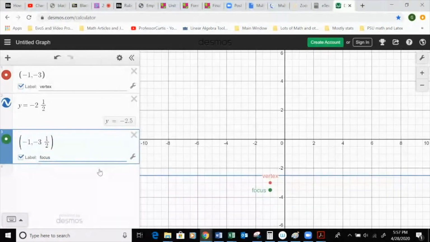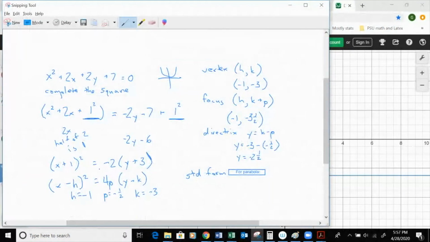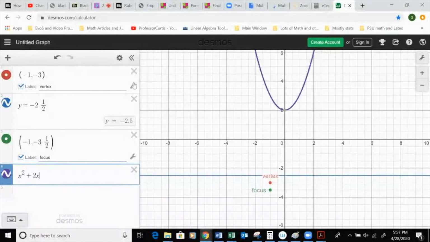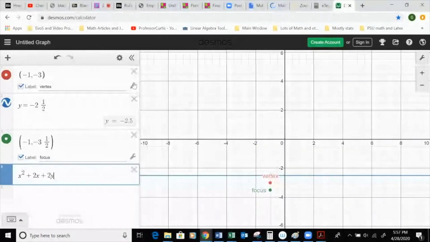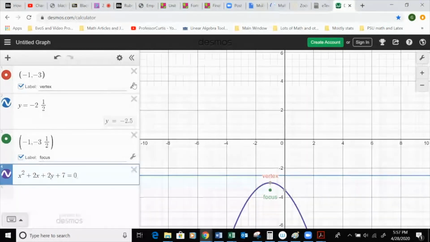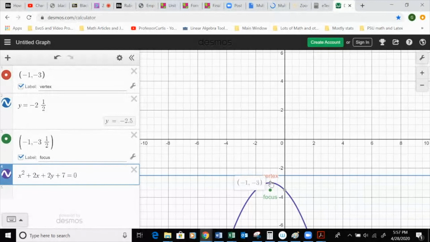That's assuming that I have actually found the vertex, the focus, and the directrix. Now let's key this in, and I'm not going to key in my new fancy version, x plus 1 squared equals; I'm going to key in the original one, because that's how I check things: always go back to the original problem. So x squared plus 2x plus 2y plus 7 equals 0. Yeah, that's where I said it would be. So it seems that I am onto something.